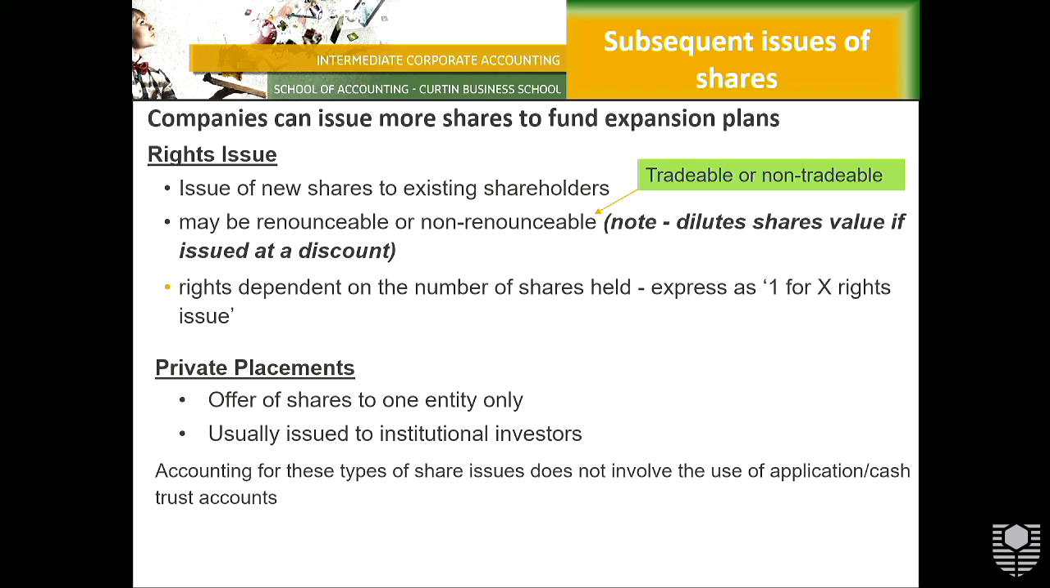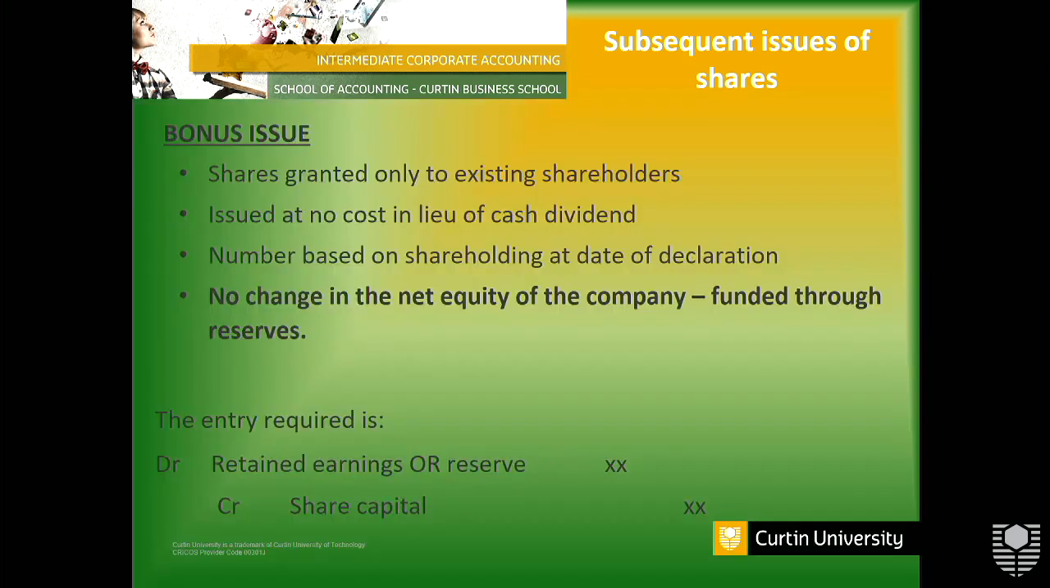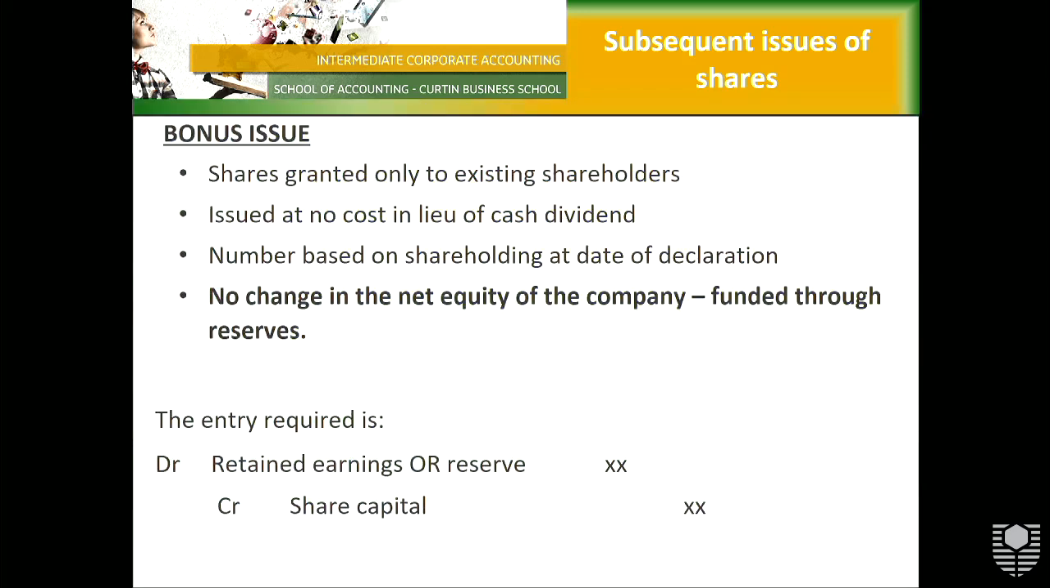Accounting for these types of share issues does not involve the use of application and cash trust accounts, because remember, those relate to your initial public offerings when you get started. When the company gets moving, that cash trust account no longer gets used. It's only in the beginning. So where you issue more and your share capital value goes up and you get more cash, bank account goes up, share capital goes up. Okay, pretty obvious.